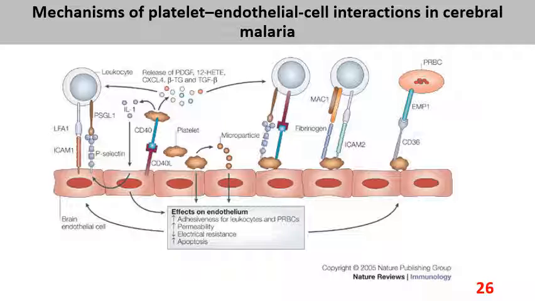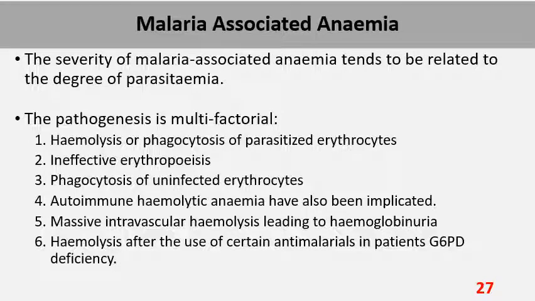Platelet-derived microparticles also alter the production of cyclooxygenase and prostaglandin, and all of this might affect the endothelium. The effects will include increased adherence of leukocytes and parasitized red cells, increase in permeability, increase in electrical resistance, and apoptosis. Now, the increase in permeability causes fluid to move from the intracapillary space into the extravascular space, thereby causing the edema that we often observe during autopsy in cerebral malaria cases.